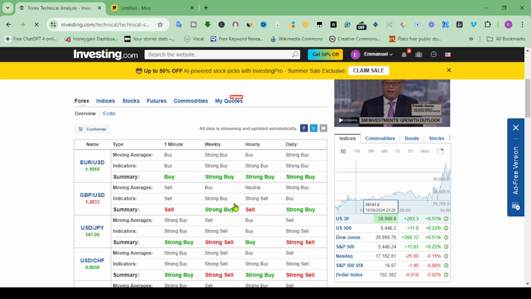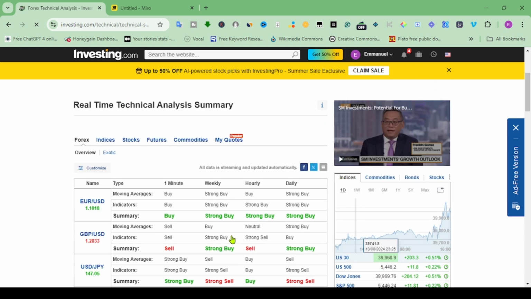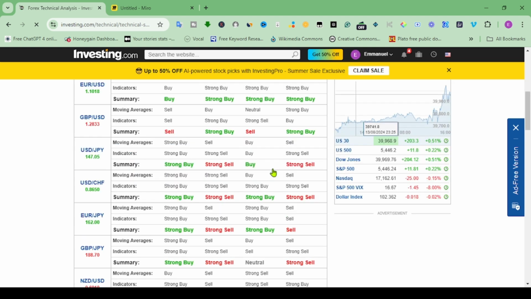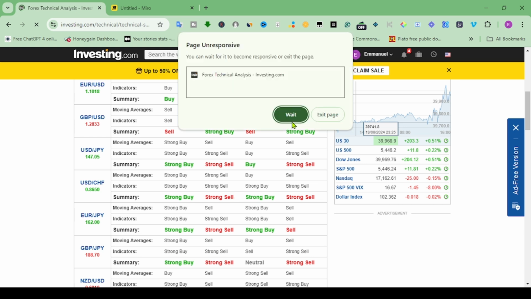Now, how to read this? Very simple. When you're looking at this website, you're looking at the chart. You're automatically looking at the chart. Now, what you're seeing here is strong buy, strong sell, strong buy.